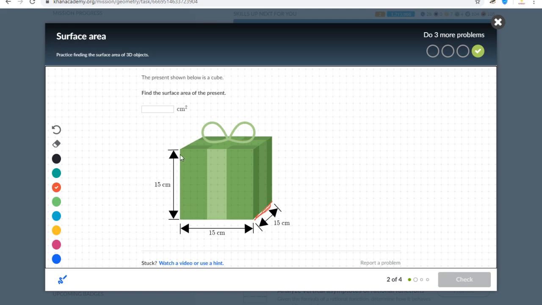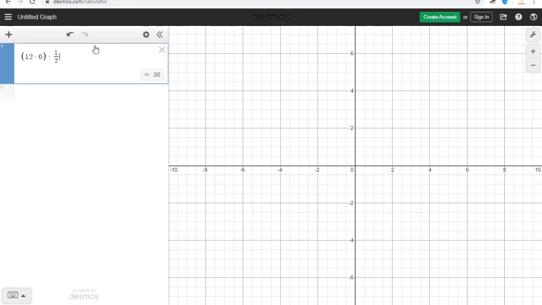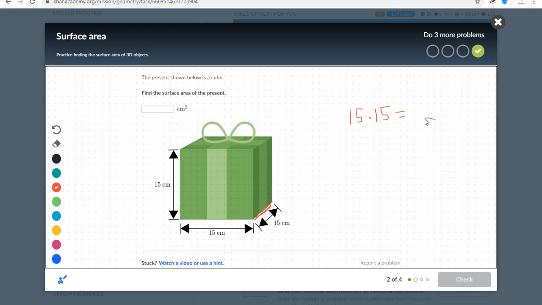And since this is just rectangles and squares, it's all just base times height. So 15 times 15, that's going to give us 225. And then, from that, we need to know how many faces there are. How many 15 times 15s are there here? So we just did one, 15 times 15, that's this one side.